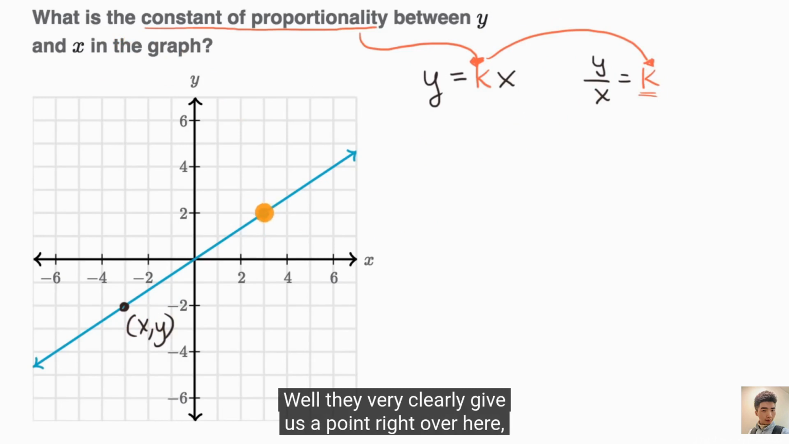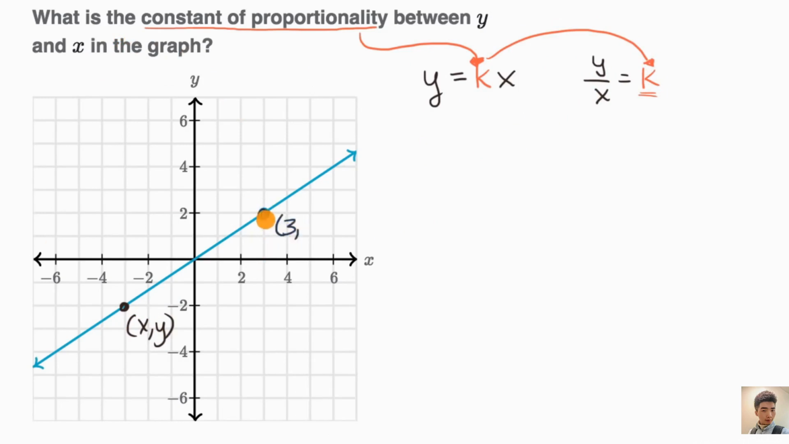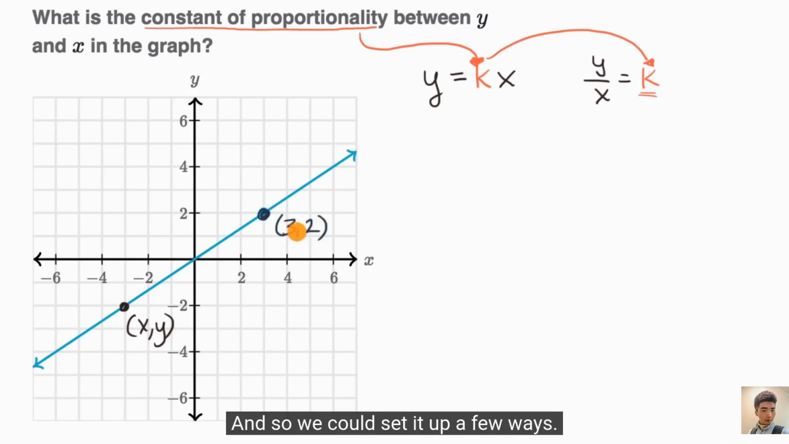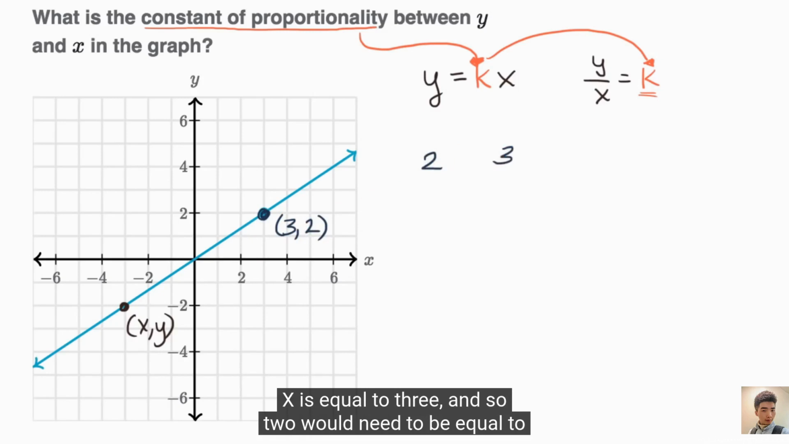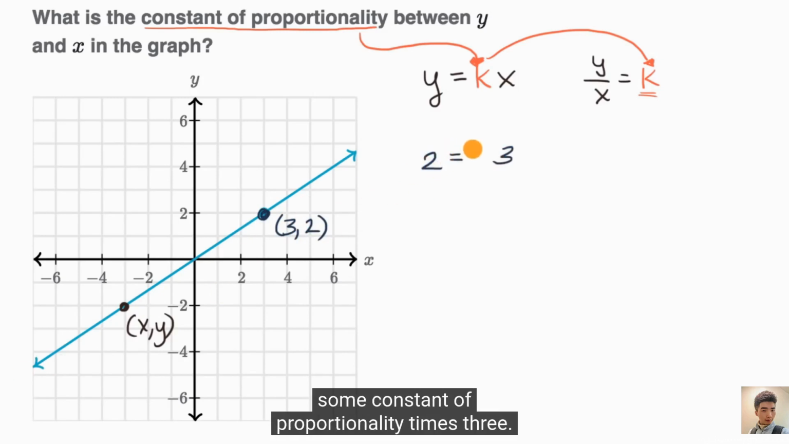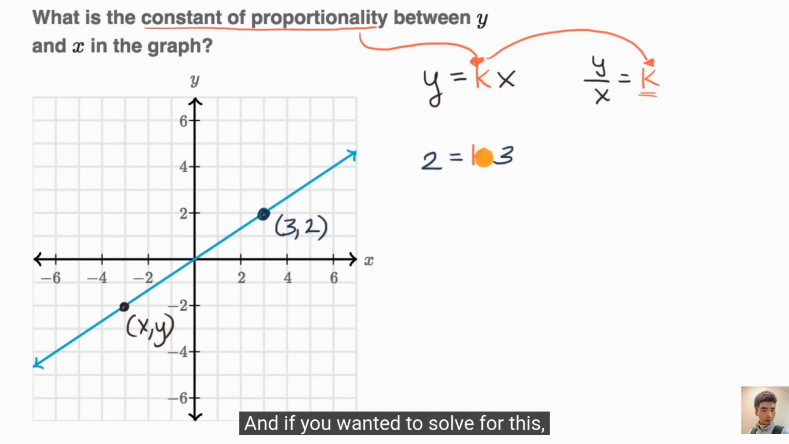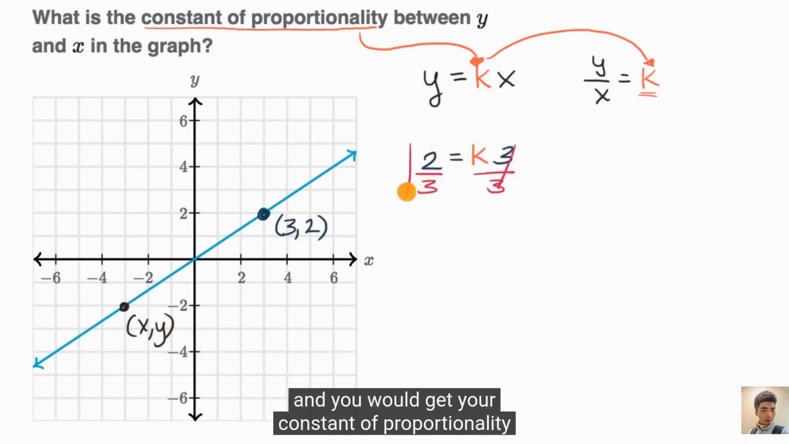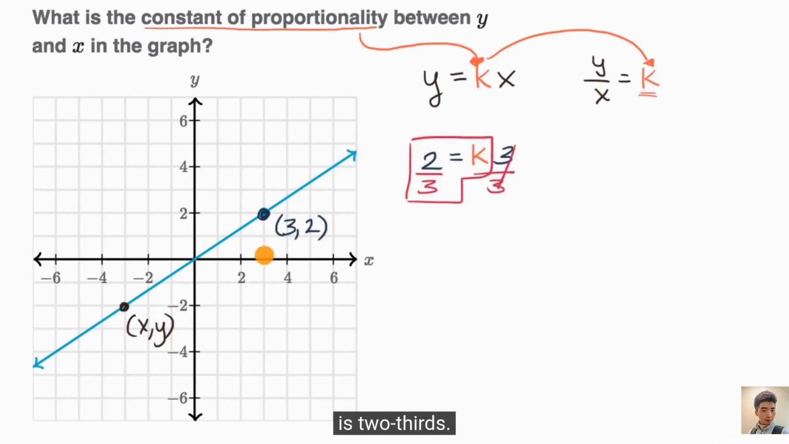Well, they very clearly give us a point right over here. This point is the point 3, comma 2. And so we could set it up a few ways. We could say, look, when y is equal to 2, x is equal to 3. And so 2 would need to be equal to some constant of proportionality times 3. If you wanted to solve for this, you just divide both sides by 3, and you would get that your constant of proportionality is 2/3.